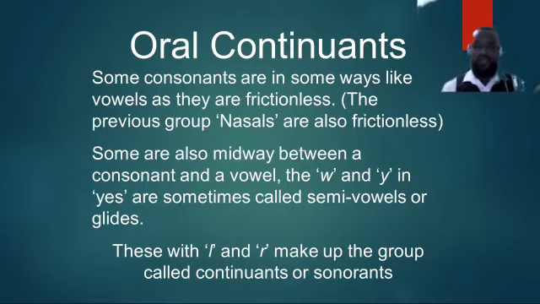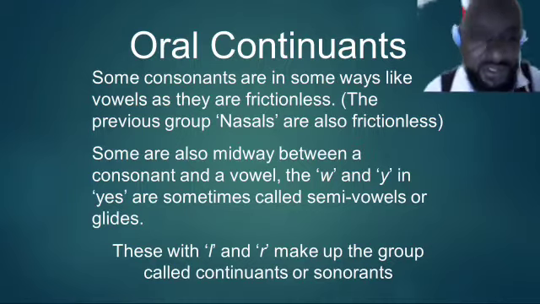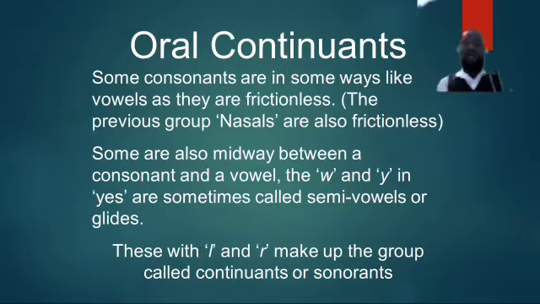So here the sounds are also midway between. That is the "w" and "y" sounds. We cannot classify them as either vowel or consonant; they are in between, so they are sometimes called semi-vowels or glides. Why? Because they are close to vowels. Glides means the sound glides from the mouth through the tongue and the organs of speech.